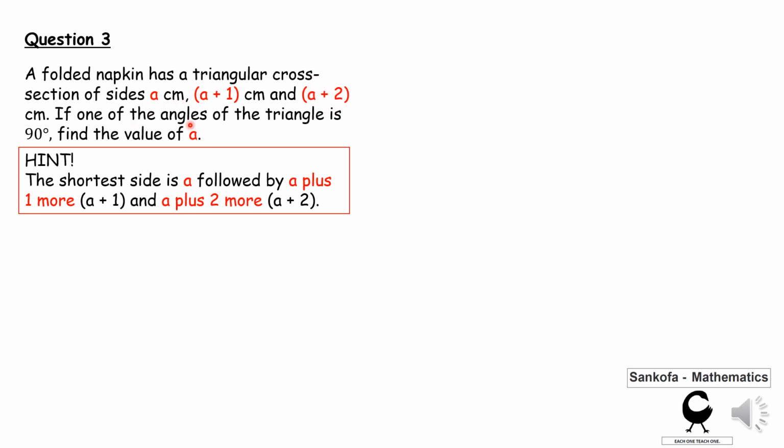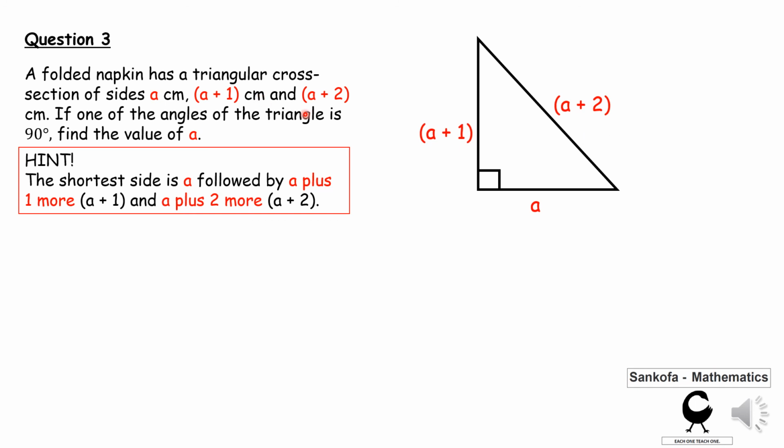Suppose you just substitute a to be any number. If a is 7, then 7 plus 1 is 8, and 7 plus 2 is 9. So a plus 2 is the longest side. So you can draw yourselves a right angle triangle, and then you can fill in the information. The two shorter legs can be anywhere, as long as the a plus 2 is the hypotenuse, which is opposite the right angle. So we then do the same as we did in the other questions.